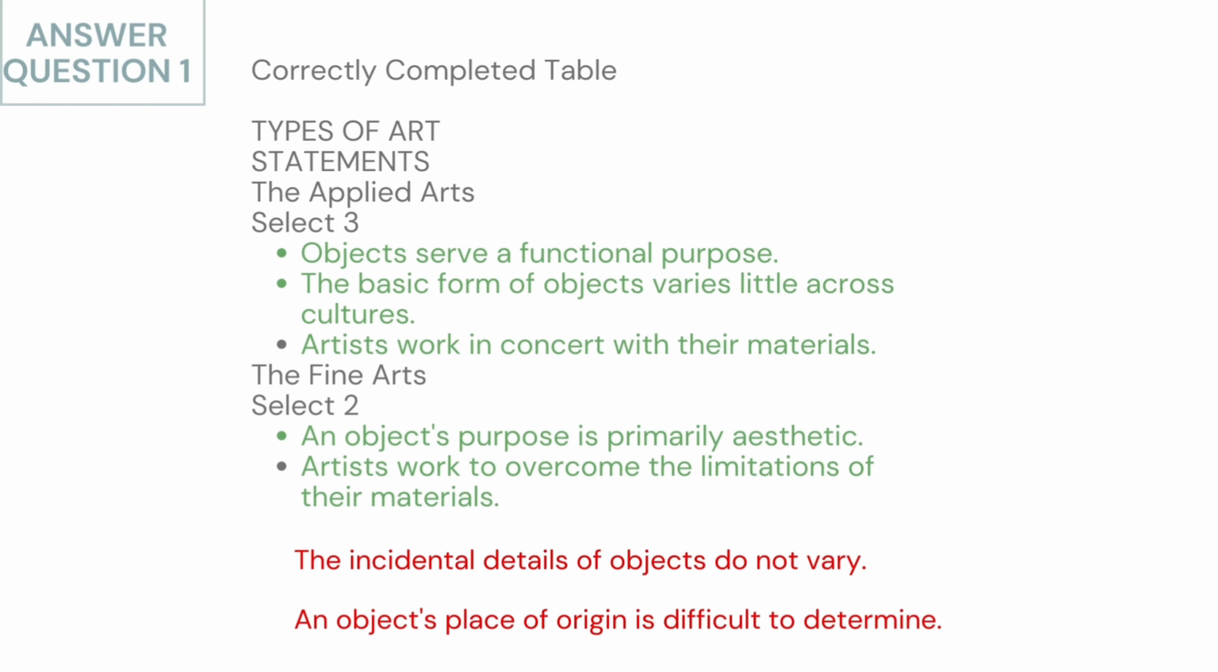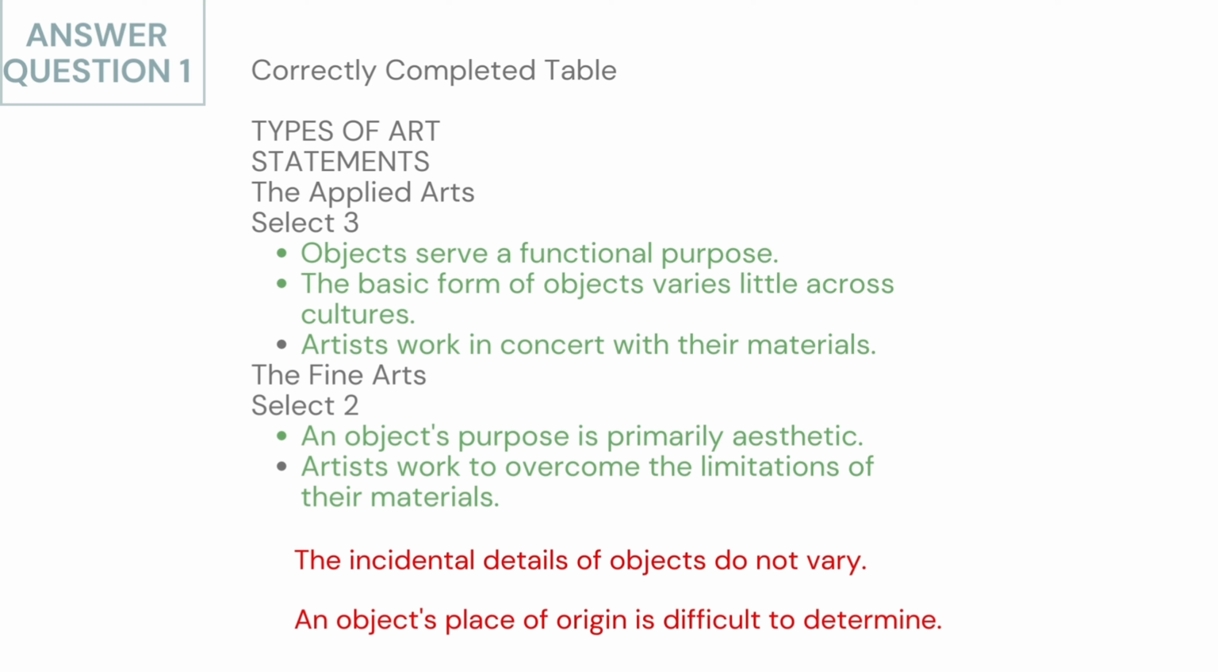And the second statement, artists work to overcome the limitations of their materials. This is stated explicitly, this is stated clearly in the last paragraph of the passage. Now let's look at the statements that were not included. The incidental details of objects do not vary.